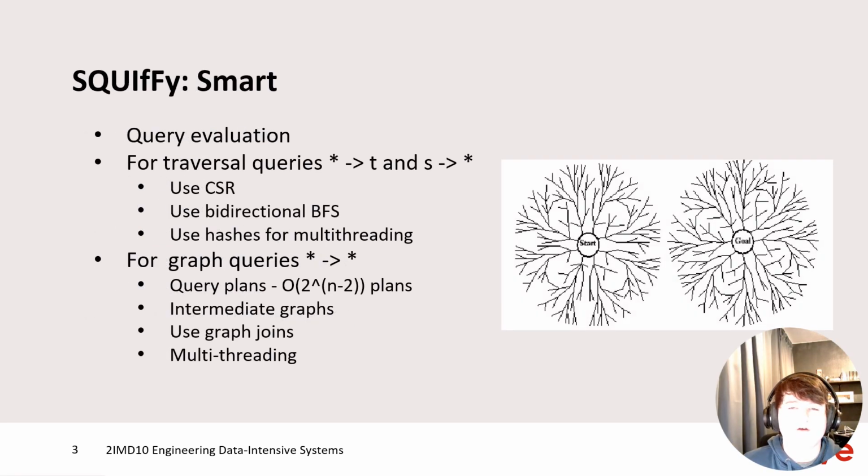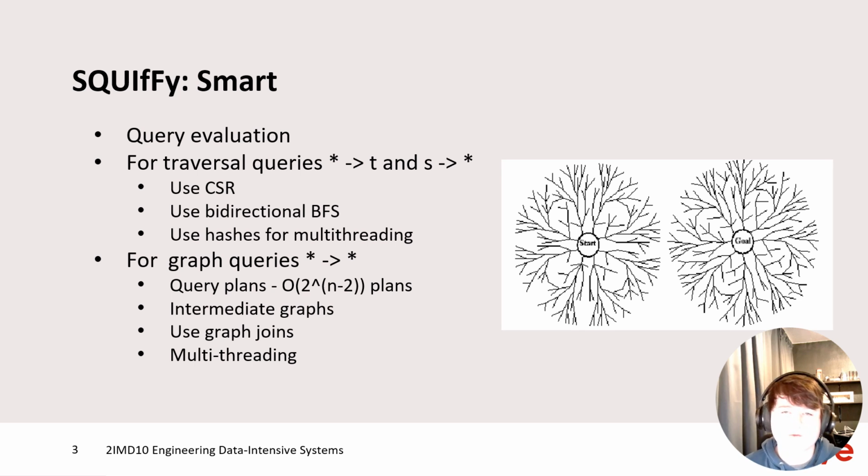Moving on to our SCOOFY strategy. The first section of this strategy is the Smart section. Herein we will be splitting our queries into two different categories. The first will be traversal queries, where there is either a source or a target node, and the rest will be graph queries. For our traversal queries, we will be using the CSR representation of the graph, as this offers much faster lookup times. We will also be using a bidirectional breadth-first search to compute them. This breadth-first search can also implement hashes so that we can multi-thread this search.